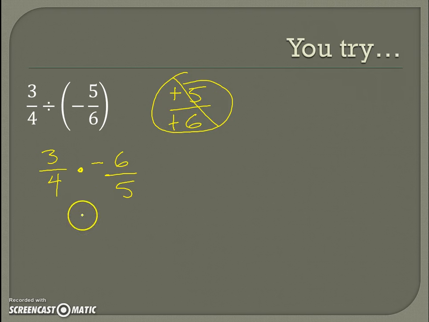All right, here, before I multiply, you could simplify before you multiply. So here, 6 and 4 are both divisible by 2. So change that to a 2, and change that to a 3. And I have 3 times negative 3 equals negative 9. And here I have 2 times 5 is 10, so negative 9/10.